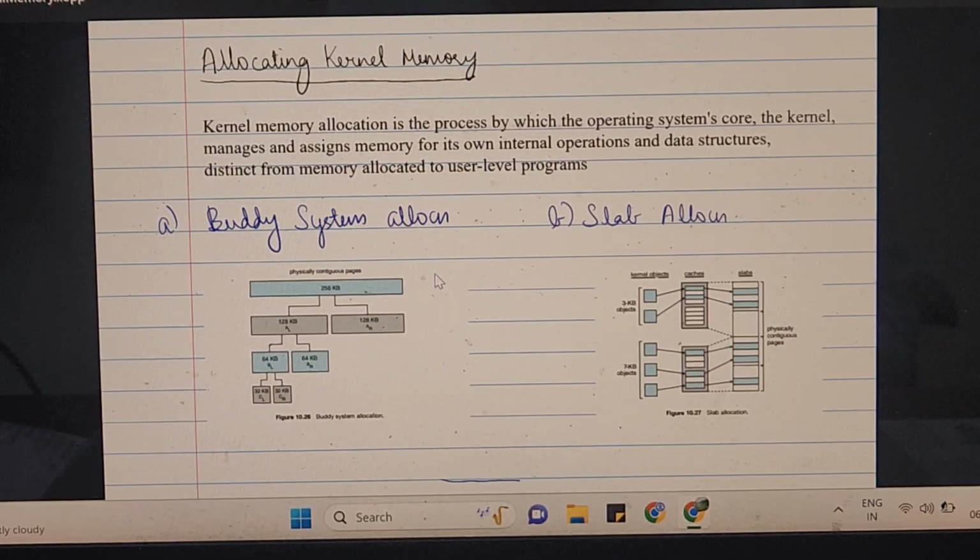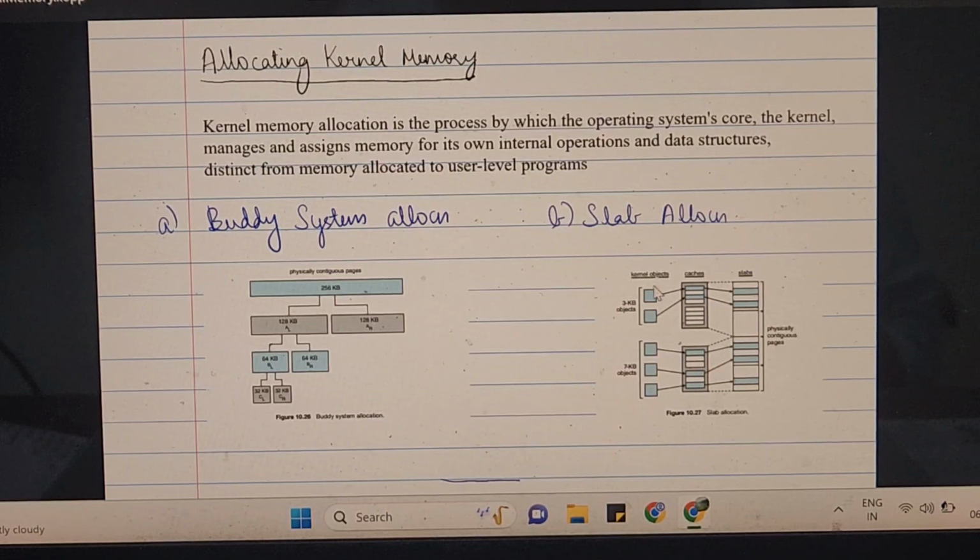This memory can be allocated in two ways: A, buddy system, B, slab. Buddy system means you are basically allocating contiguous blocks. So your entire memory is this, you're dividing it into two contiguous blocks, that further into smaller blocks, and you will take contiguous blocks. That is what buddy system is about.